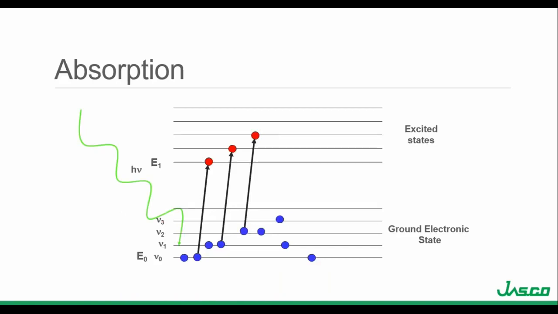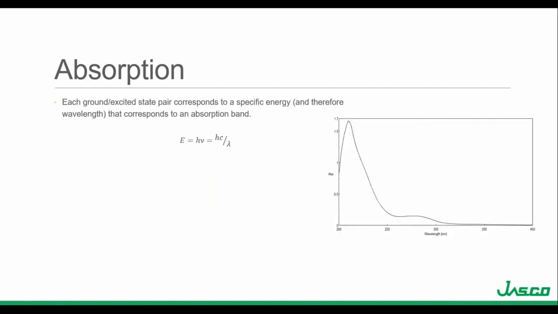But what is absorption? Absorption occurs when the frequency of the incoming light is equal to the energy difference between a molecule's ground and excited state. The excitation of an electron from the ground state to the excited state is an electronic transition. The energy difference of each ground-excited state pair corresponds to an absorption band, and the relationship between the energy difference and the wavelengths can be described by the Planck equation, where E is the energy required to promote an electron from the ground to the excited state, h is Planck's constant, nu is the wave number, c is the speed of light, and lambda is the wavelength.